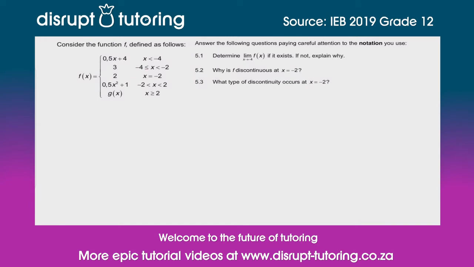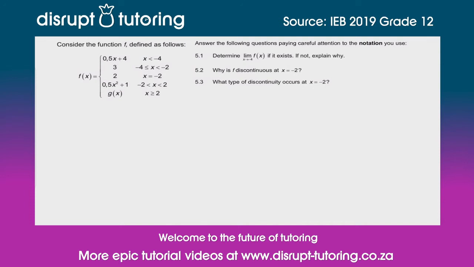Today we're going to deal with an AP Maths question on continuity, taken from the 2019 IB Paper 1. In this question, we are given a split function. A split function is one where we have different parts of our domain split into different functions, all making up one function called f of x in this case. In the first question, we are to determine the limit as x tends to minus 4 of f of x if it exists, and if not, to explain why.